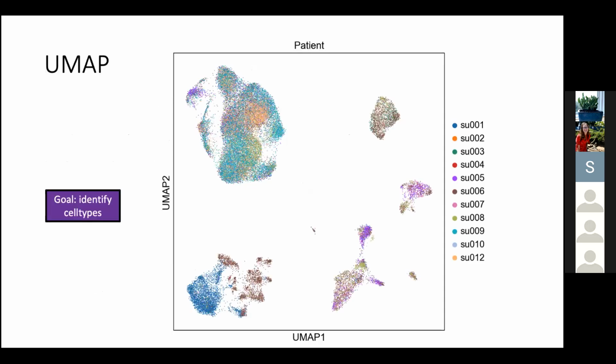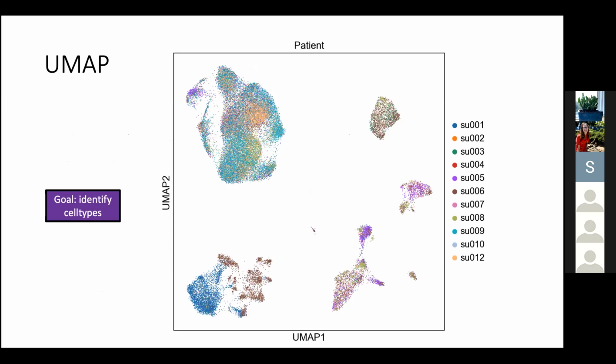Okay, so here's the UMAP. All that I'm showing here is that these are all patients, and it seems that the patients are well mixed. So basically, we batch corrected appropriately. That may or may not be true, you could argue it. Okay, I don't want to go over this.